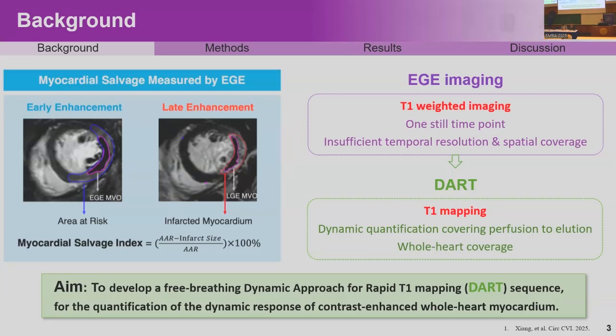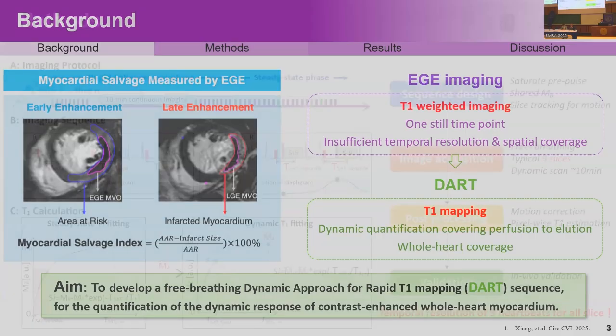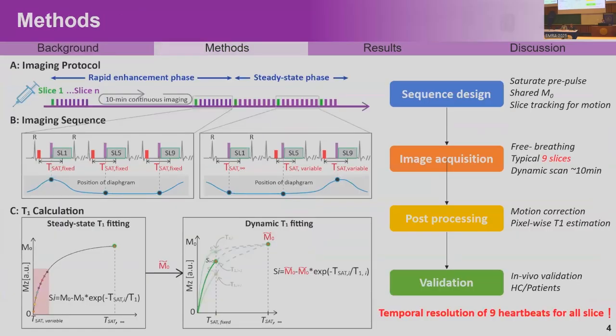The aim of the study is to develop a free breathing dynamic approach for rapid T1 mapping. The name is DART sequence, for the quantification of the dynamic response of contrast enhanced whole heart myocardium. This is a new sequence design, mainly composed of two parts. The first part is the rapid enhancement phase, and the second part is the steady state phase. In the rapid enhancement phase, we have the saturation recovery sequence for 9 slices.